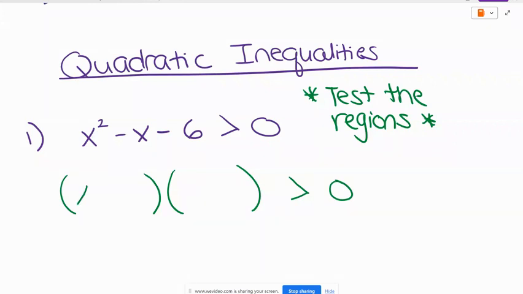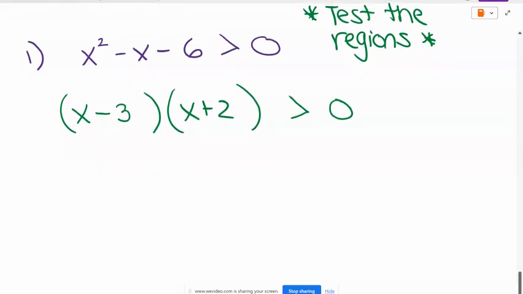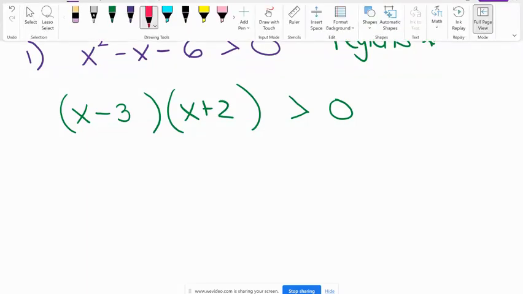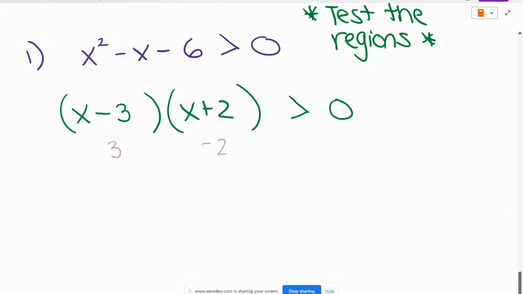So this is easy factoring, x minus 3, x plus 2. We are not going to solve. We're not setting equal to solve. But what we are going to do is get reference numbers. The way you get these reference numbers is to say, if I were to solve, wouldn't x equal positive 3 and wouldn't x equal negative 2? Those are our reference numbers.